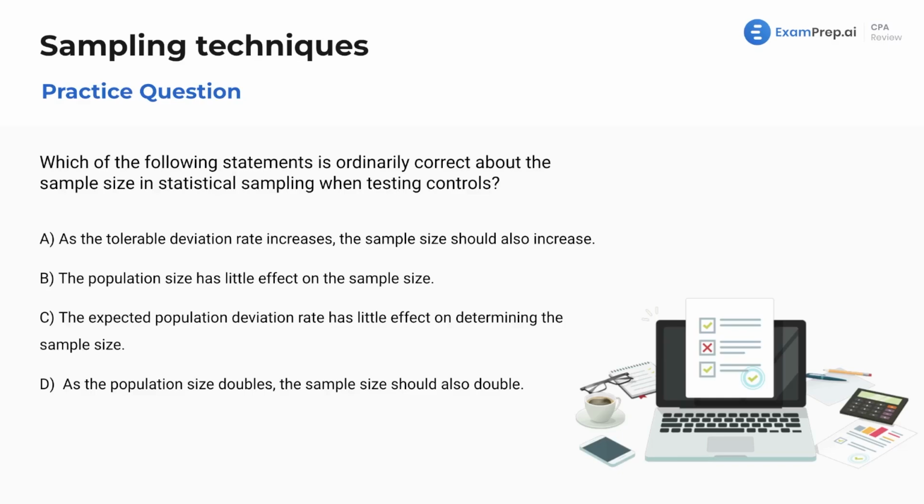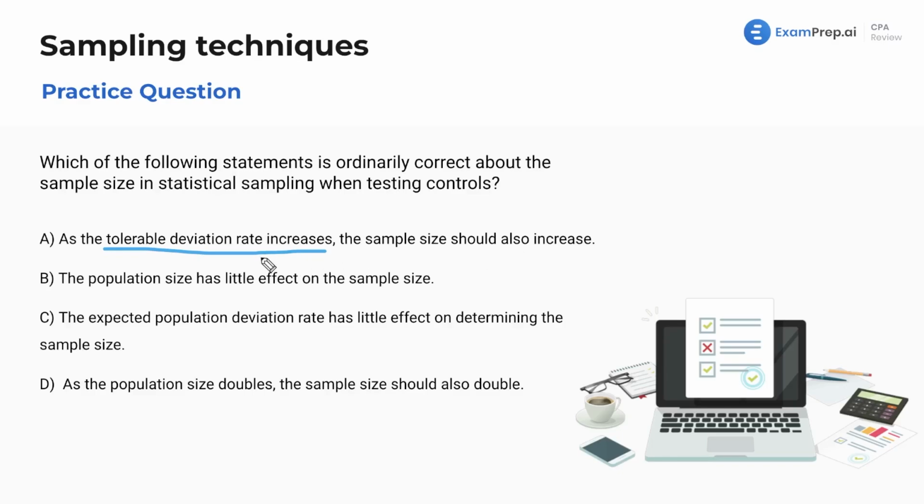Diving right in, which of the following statements is ordinarily correct about the sample size in statistical sampling when testing controls? Diving right into the first possibility, as the tolerable deviation rate increases, the sample size should also increase. Thinking about this critically, as the rate at which we tolerate deviations or issues or problems, variances within our testing, the sample size should also increase.